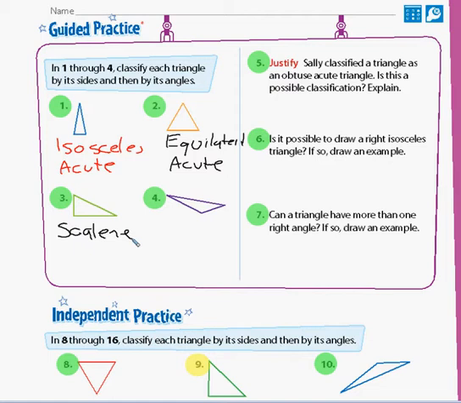Okay, but it's got a right angle right here, so that makes it a right triangle. Okay, and right here on number 4, I have one where none of the sides are equal, so that's a scalene. And I have an obtuse angle right here, so that makes an obtuse triangle.